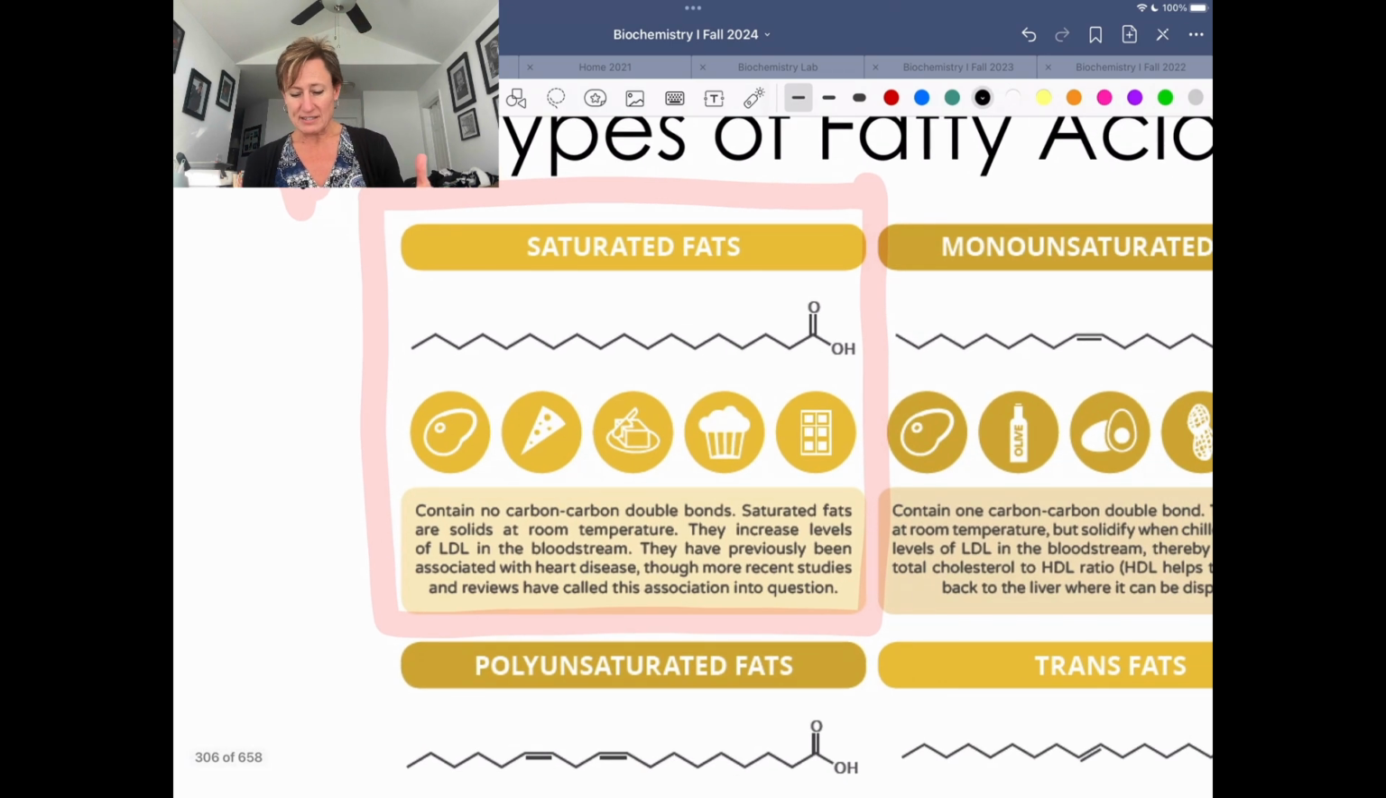And if we read here just what they say, again, saturated fats have no double bonds. They're solids at room temperature. In our last video, we talked about why that is. Increased intermolecular forces, increased melting point that makes them solids at room temperature.